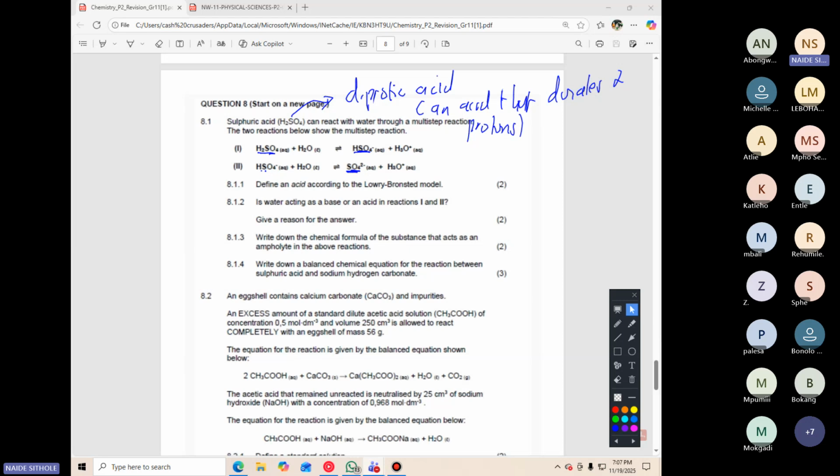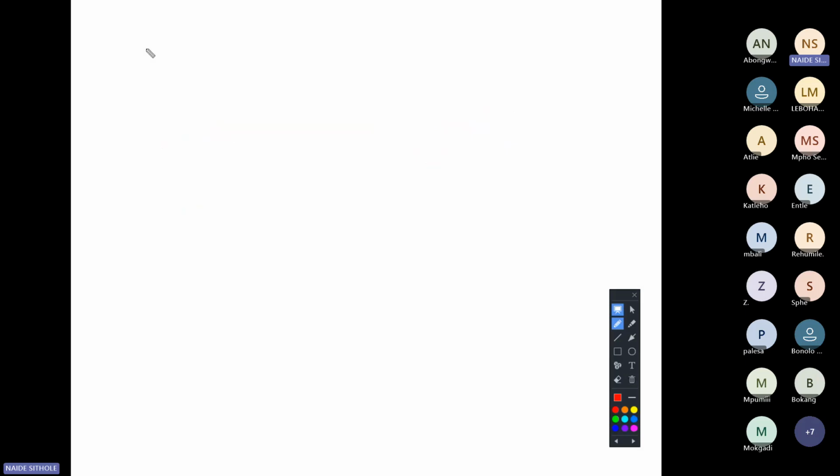Then 8.1.1, define an acid according to the Lowry-Brønsted model. Right. So it's not only Lowry-Brønsted, sometimes they will ask you about Arrhenius. So you have to know the definitions for acid according to Lowry-Brønsted, base according to Lowry-Brønsted, but also be able to define according to Arrhenius. I noticed the trend that people still forget Arrhenius. So make sure that you note it down when we look at the one for Arrhenius.